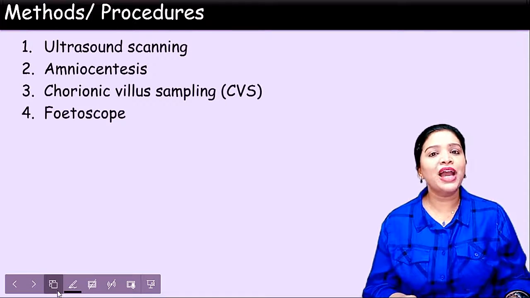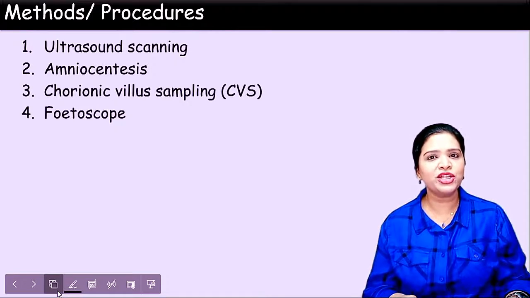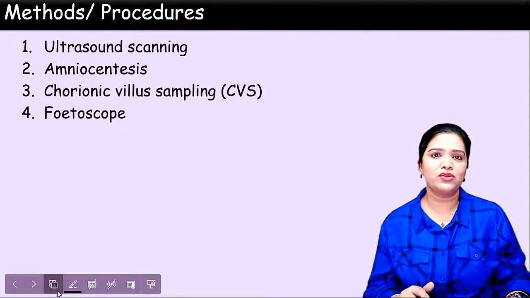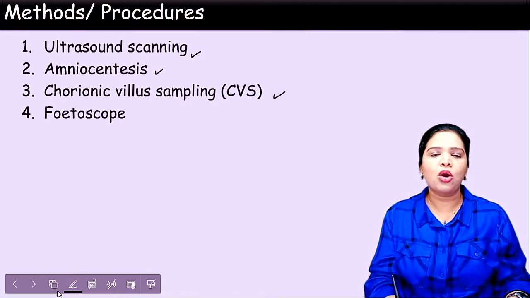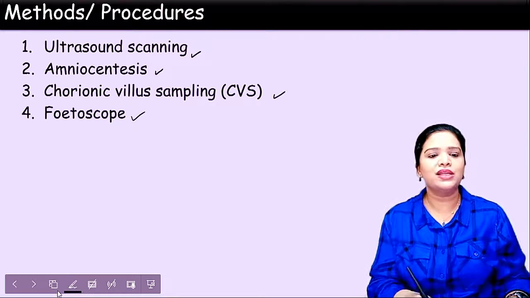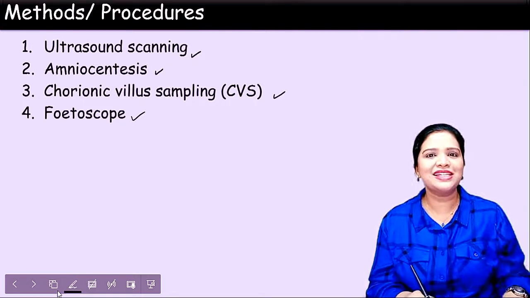So, we have four important techniques through which we are able to detect any fetal abnormalities or genetic disorders or any other problem in the developing fetus during the first or second trimesters of pregnancy. So these are the four techniques we are going to study today. The first one is ultrasound scanning, second one is amniocentesis, third one is chorionic villi sampling, and the fourth one is Fetoscope. So let's see this one by one.